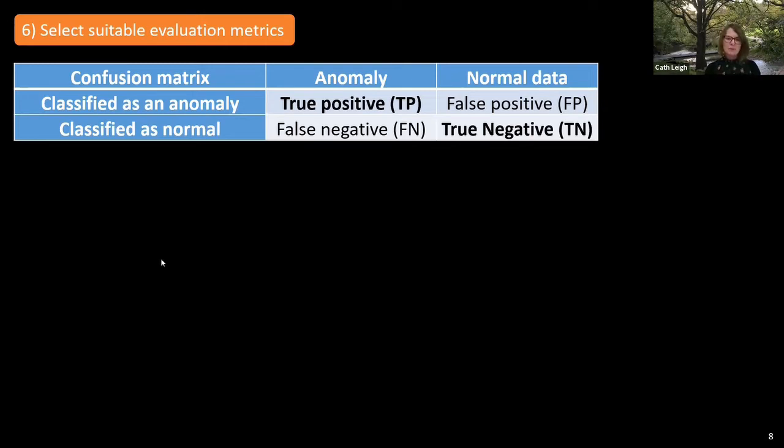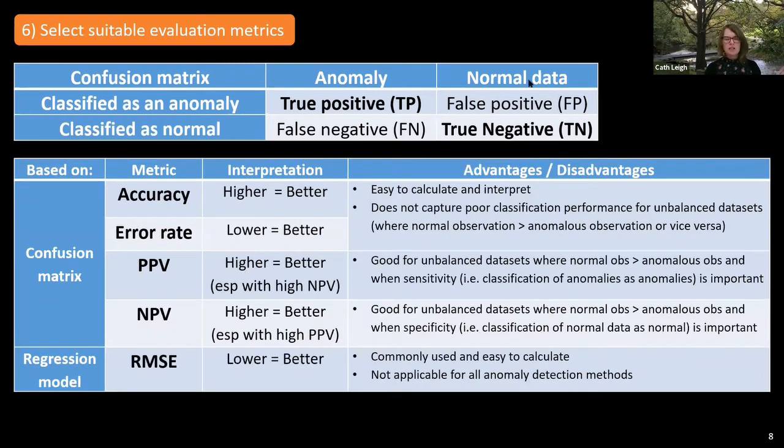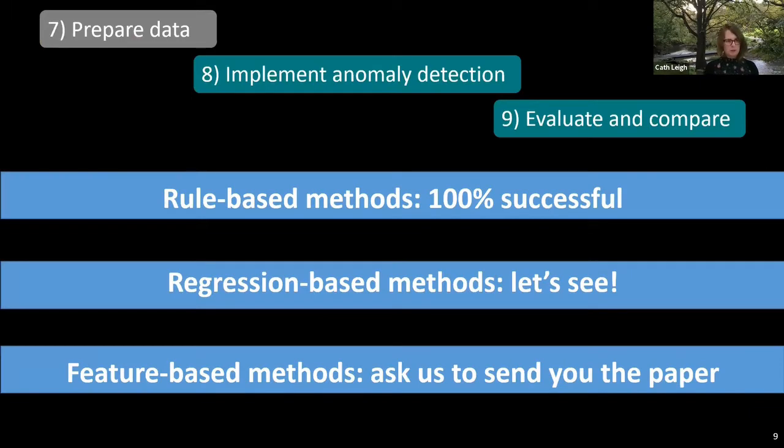So for our particular case study, we calculated a range of assessment metrics that are all based around this confusion matrix. So they're quite common. Now, if you're using something like regression, you can also use something like the root mean squared error, and that's also commonly used for regression methods. So here's just a few of some of the possible evaluation metrics, and these are the ones that we used in our case. If you want more information on these, please ask us for the full paper.